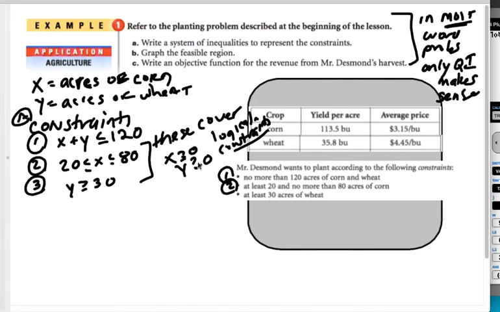But just throwing that out there. So these are my 3 constraints. These are the 3 constraints that I'm going to use.